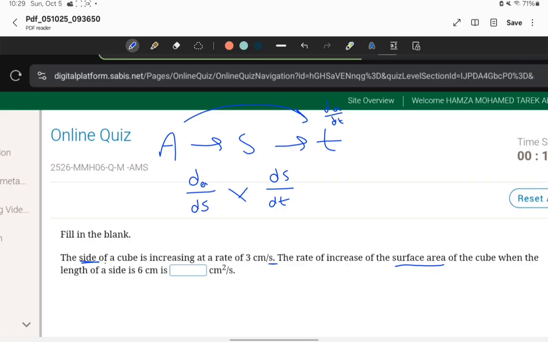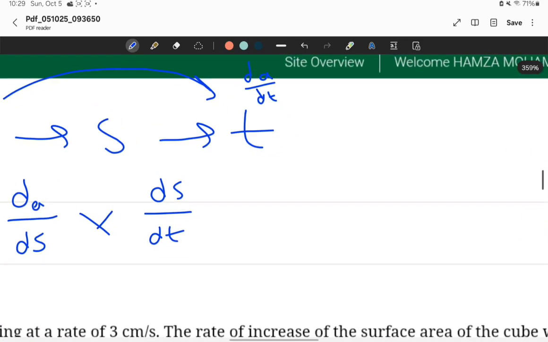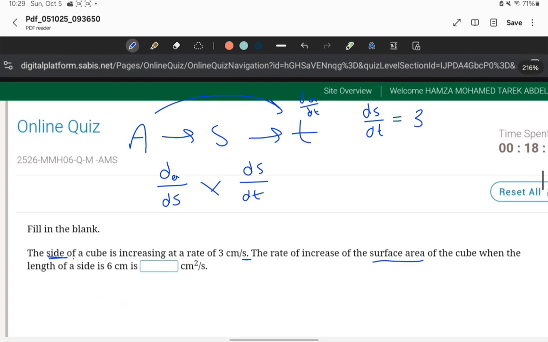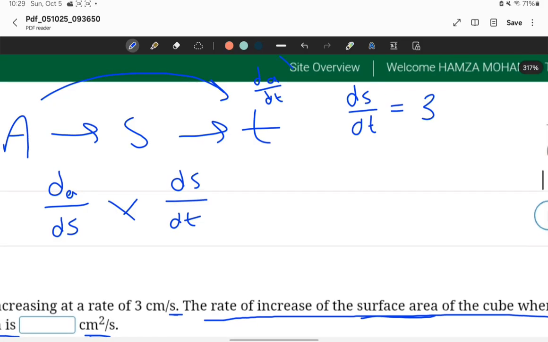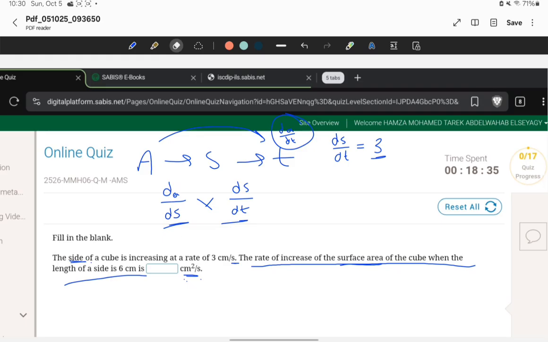So let's see what we have given. The side increasing on time, so they gave us ds over dt, right? They gave this to be 3 centimeters per second. Okay, the rate of the increase of the surface area when the length is 6. So they want the surface area per time. Okay, look at the units. They want surface area per time. That means they want this big thing. So this is easy. We're just going to multiply this by this. Okay, so let's find these two.